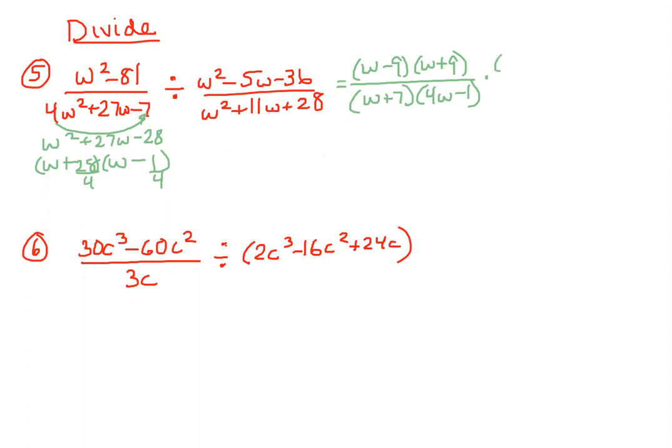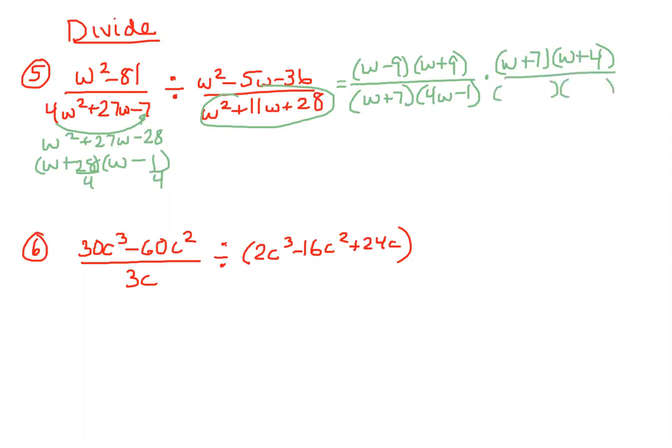And then this one, w squared minus 5w minus 36. What multiplies to give you negative 36 and adds to give you, oh, I did that wrong. We've got to take the reciprocal. So we have to do this bottom one on the top. So let's do that. What multiplies to give you 28 and adds to give you 11? 7 and 4.